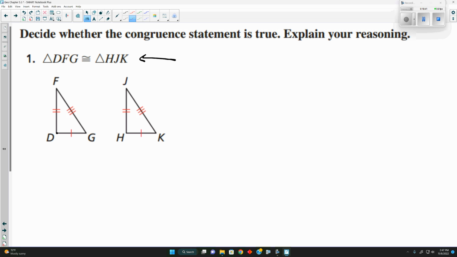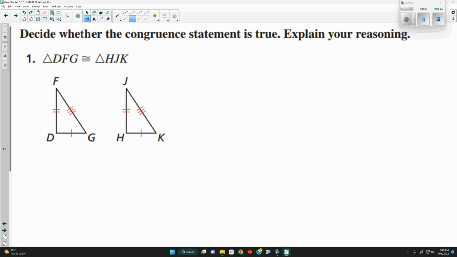DFG. So we're starting at D, going to F, and coming to G. So we went across the line with 2, down the line with 3, and then we would come back across, yes? So this one's saying we're starting at H, J, and we're following the same pattern, yes? Okay, so the congruency statement is true, yes?